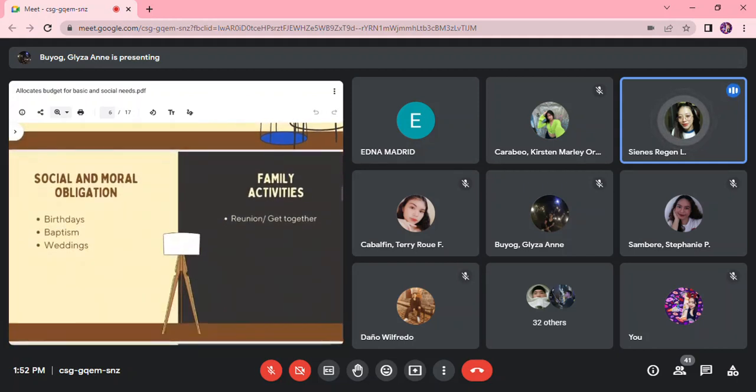Social needs can be anything from education, sports, to celebration. We need these things for fulfillment, esteem, and self-actualization. Some examples are social and moral obligations, such as birthday, baptism, wedding, and family activities like reunion and get-together.